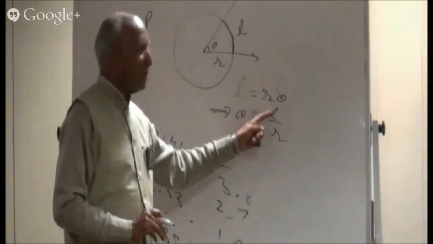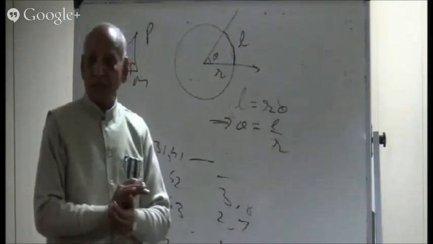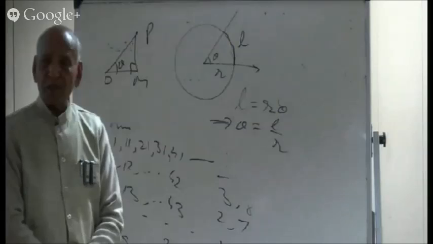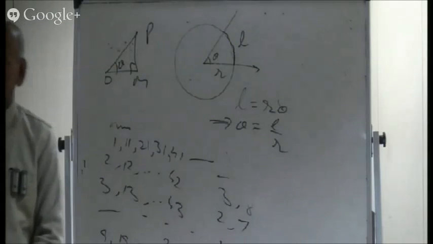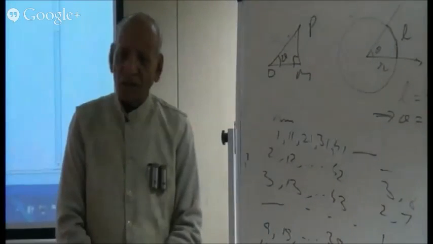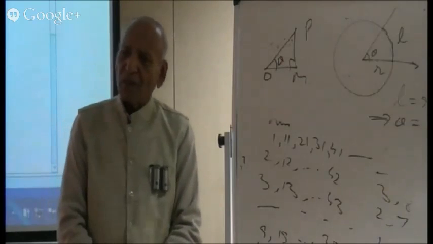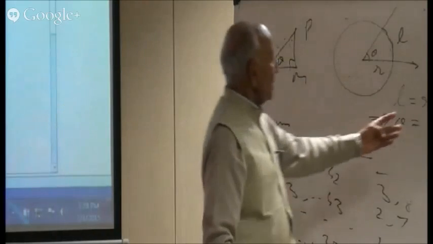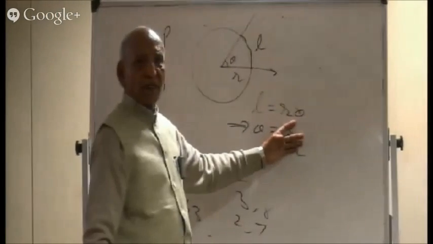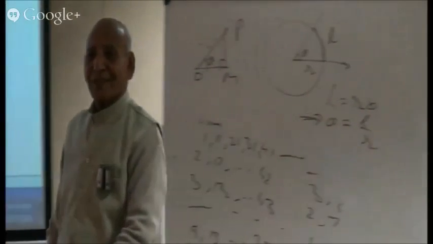Look here, this L is a length, say 4 centimeter. This is, say, the radius, 3 centimeter. So 4 centimeter by 3 centimeter. What is this ratio? 4 centimeter is to 3 centimeter. If I ask you what this is, will our answer not be 4 by 3? And 4 by 3 is a real number. So L by R is a real number. So that means theta is a real number.